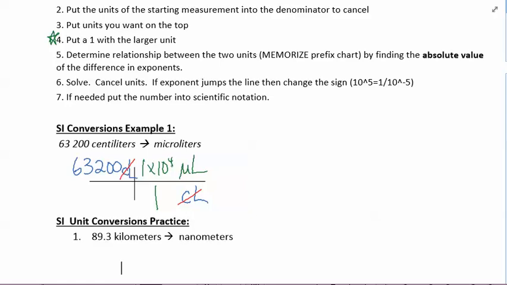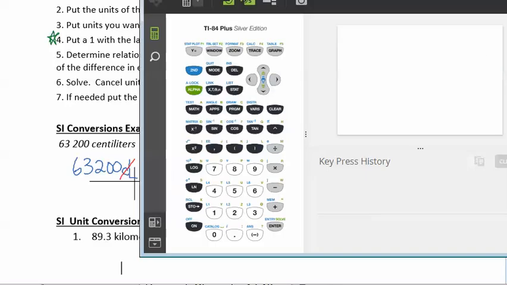So with this method, anything that's in the top of your fraction, or the numerator, you're going to multiply together. Anything in the denominator, you would divide by. In this problem, we're dividing by 1, which has no mathematical implication. So we're only going to take our original number and multiply it by the number of microliters in a centiliter in this problem. So we're going to plug this into our calculator.